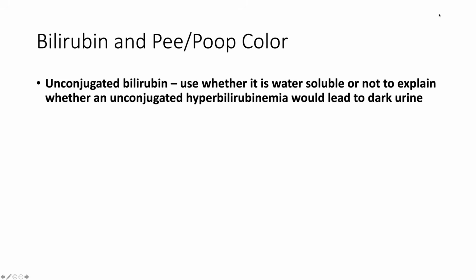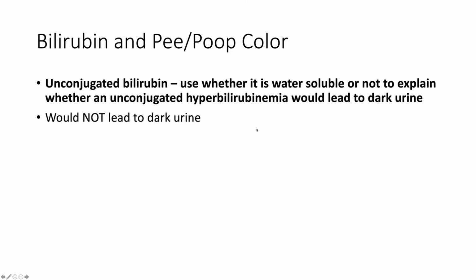All right, Leah. So unconjugated bilirubin. Use whether it is water soluble or not to explain whether an unconjugated hyperbilirubinemia would lead to dark urine. So if you have unconjugated bilirubin in your blood. Yes, it is, because the unconjugated version is not water soluble, is what we talked about. True, but why would it end up in your urine then? Because isn't your urine water? So why would it go to your urine? It doesn't actually. That's the punchline. Okay. It doesn't lead to dark urine.